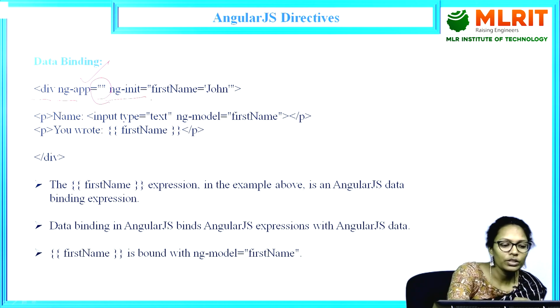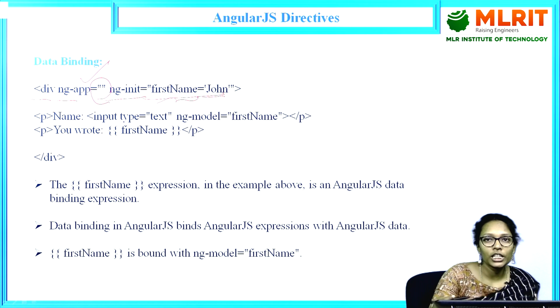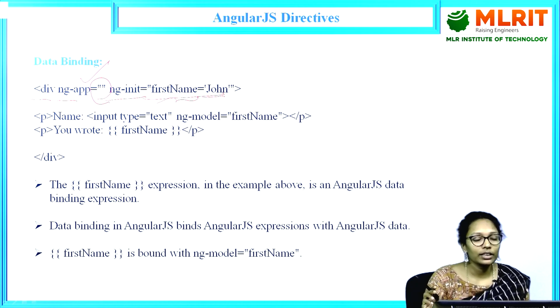Within double quotes, I am taking a variable called first name. First name is equal to John. So John will be in single quotes. You can also give it in double quotes. And then after that, you're closing this ng-init, right? So here you are initializing a variable first name, and this value you're giving as John. Initially, the first name variable value is John.